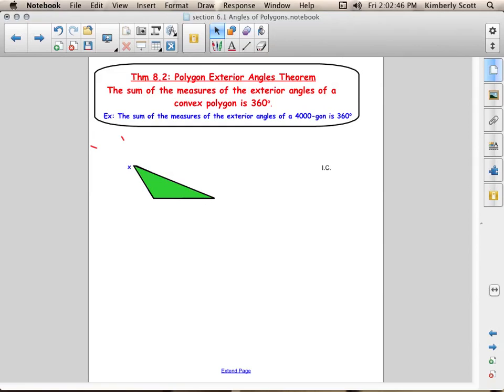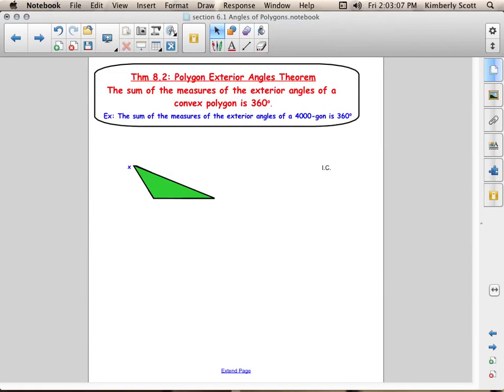All right, so this one is super simple. Theorem 8.2 just says that no matter how you draw your exterior angles, and no matter what size polygon you have, your exterior angles will always add up to 180 degrees. Or, I'm sorry, 360 degrees. I thought there was something there. I must have erased it.